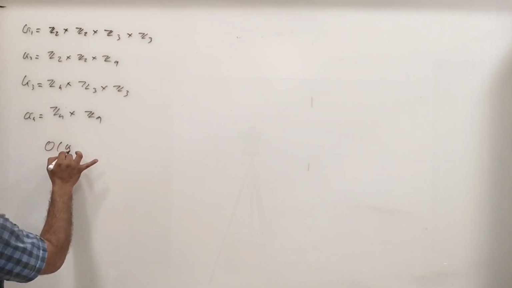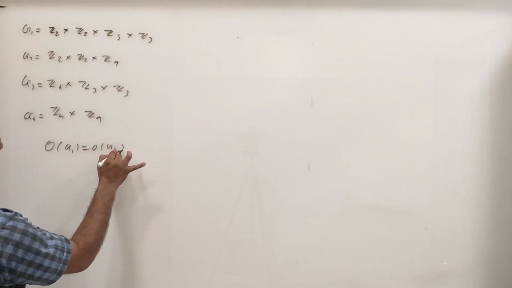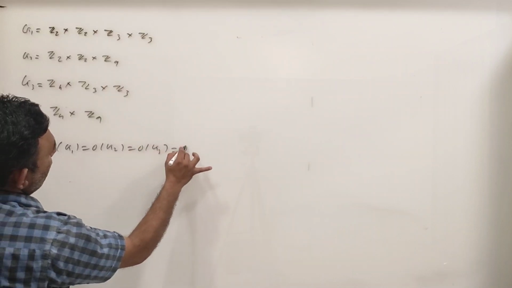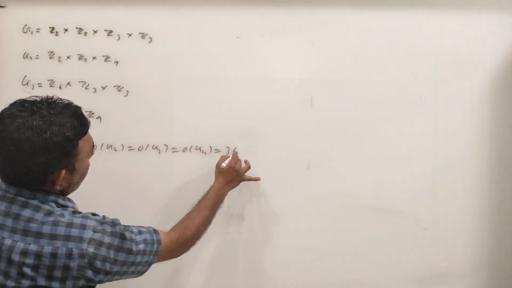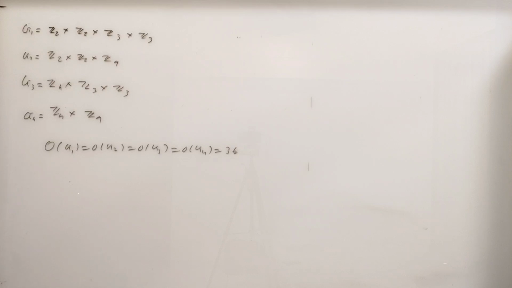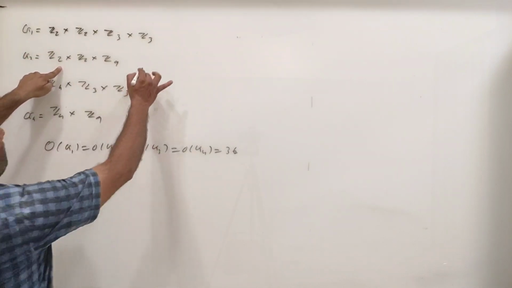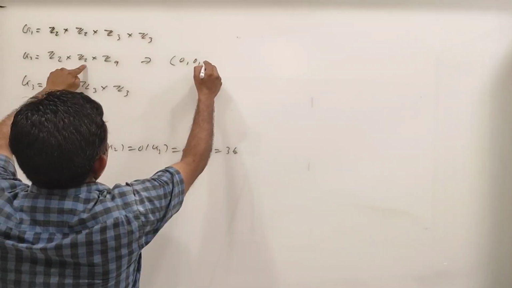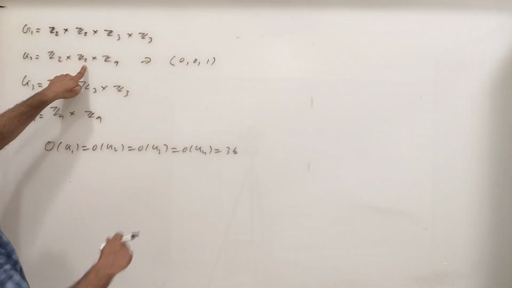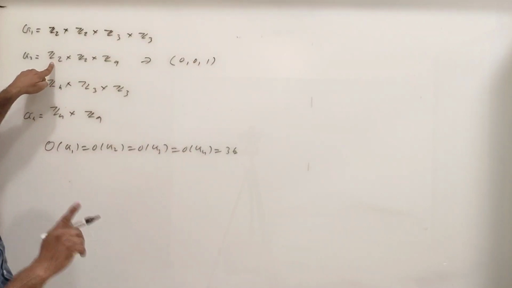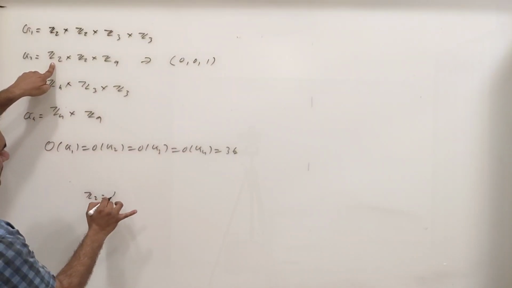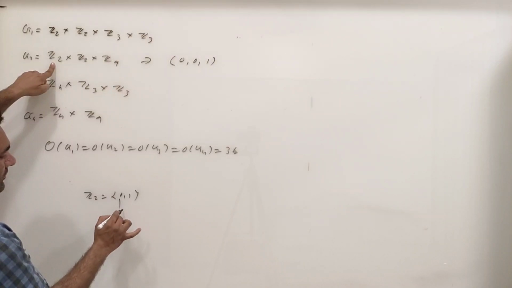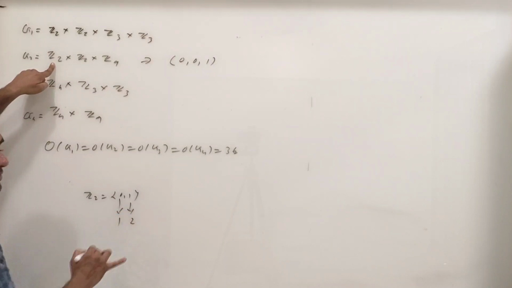So the order of G1 is equal to the order of G2, which is equal to the order of G3 and G4, and it is 36, first of all. Now consider one element from here: 0, 0 and 1. The order of 0 in Z2 is 1, because Z2 is 0, 1. So the order of 0 is 1 and the order of 1 is 2.